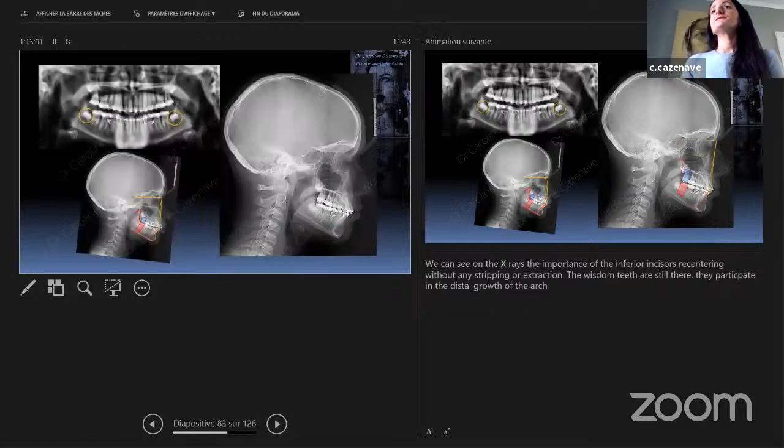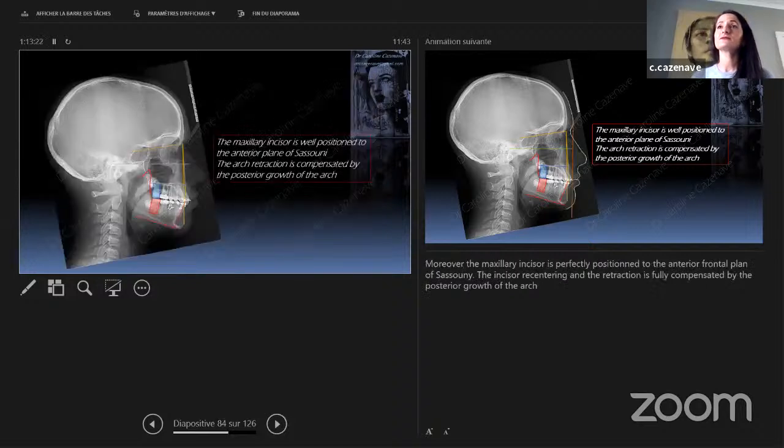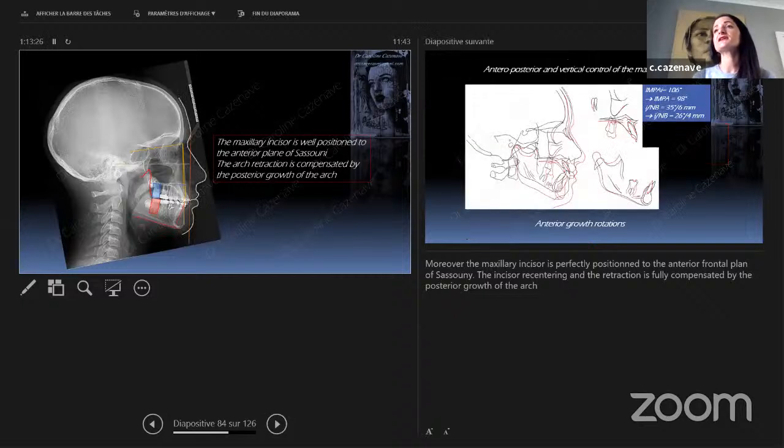We can see on the X-rays the importance of the inferior incisors recentering without any stripping or extraction. The wisdom teeth are still there, and they participate in the distal growth of the arch. Moreover, the maxillary incisor is perfectly positioned to the entire frontal plane of Sassoon. The incisor recentering and the retraction is fully compensated by the posterior growth of the arch.